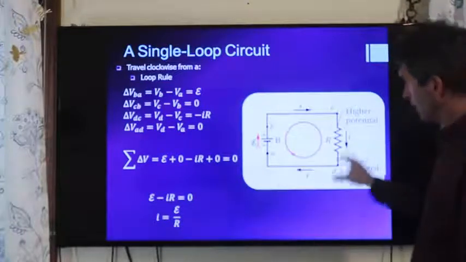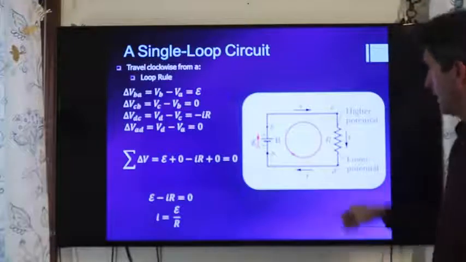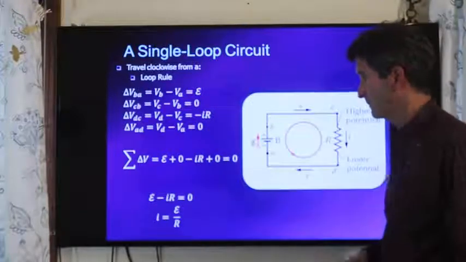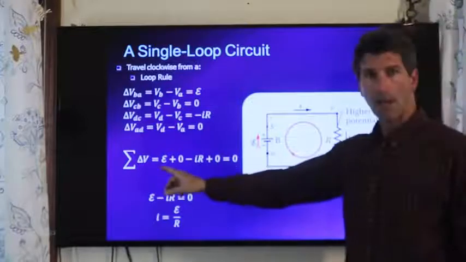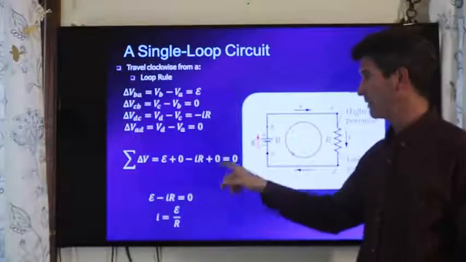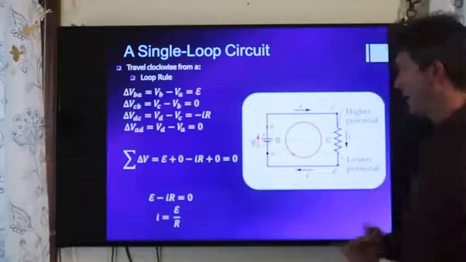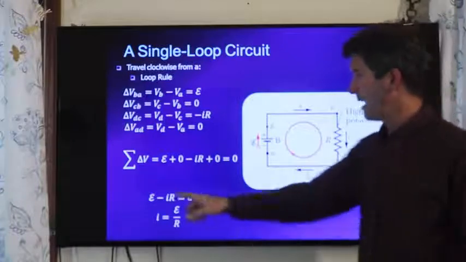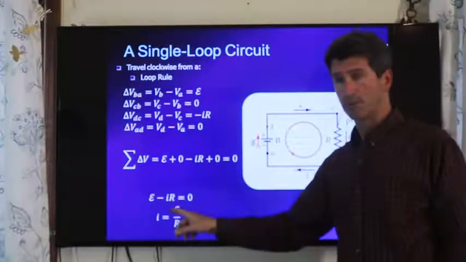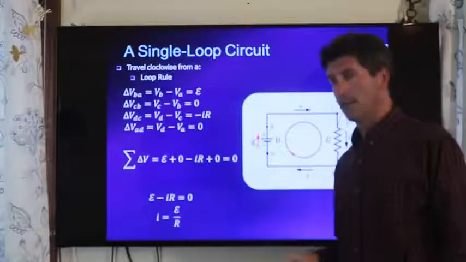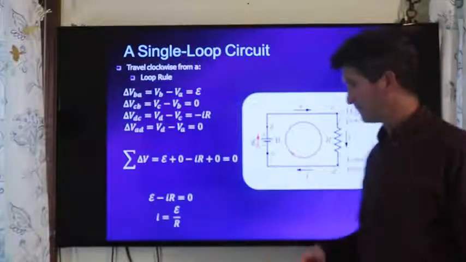So going around this full loop, oftentimes we ignore the wires. I didn't have to write those terms. I would just write the EMF and the voltage drop across the resistor, and set them equal to 0. And very simply, this is something we already knew. The EMF is equal and opposite to the voltage drop across the resistor. They add up to be equal to 0. Therefore, I is the EMF divided by R.